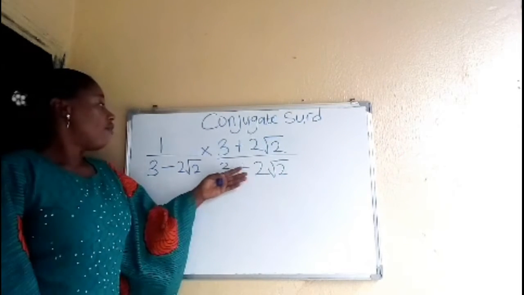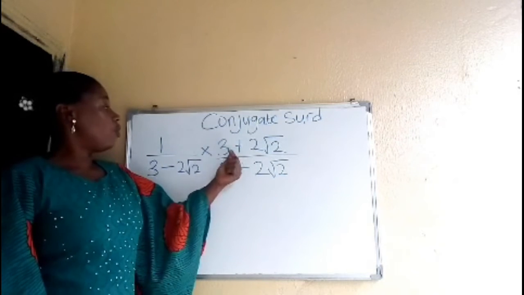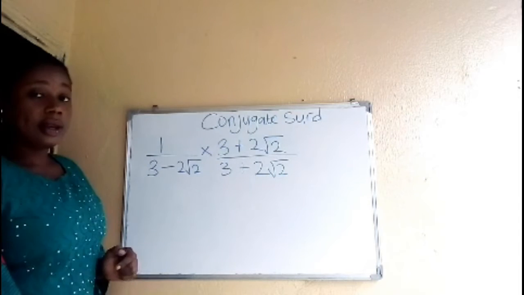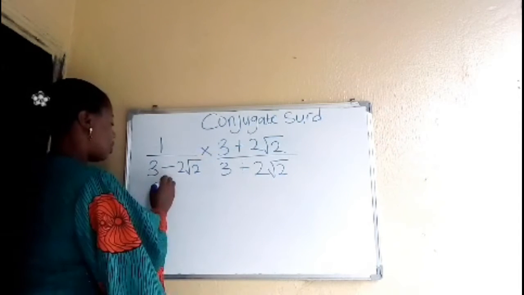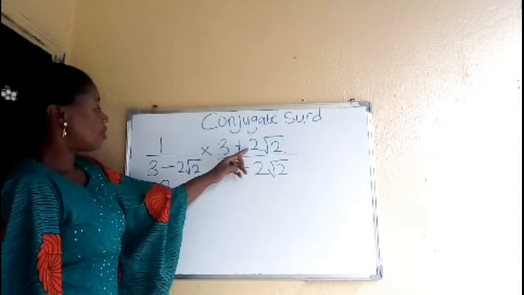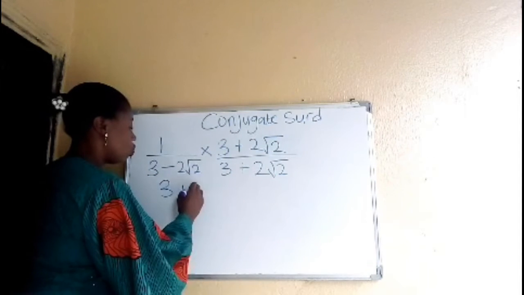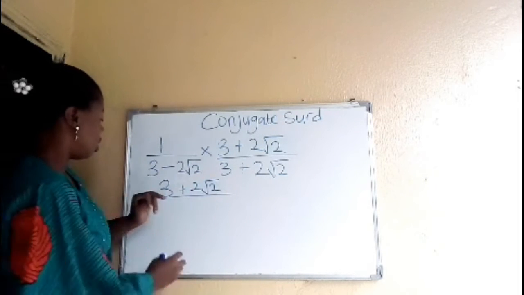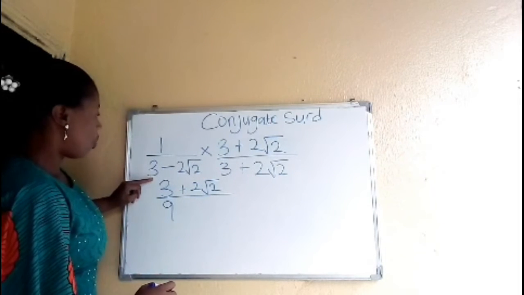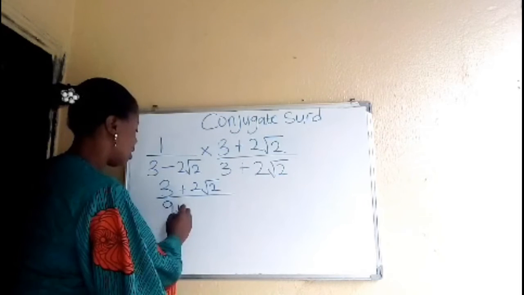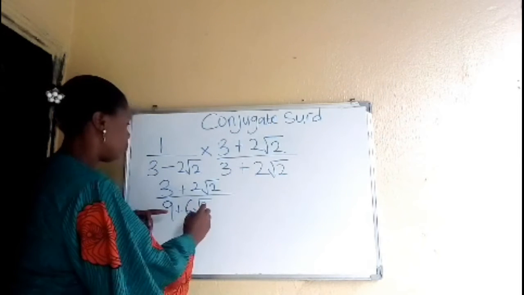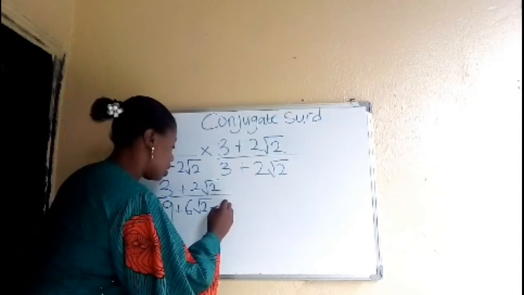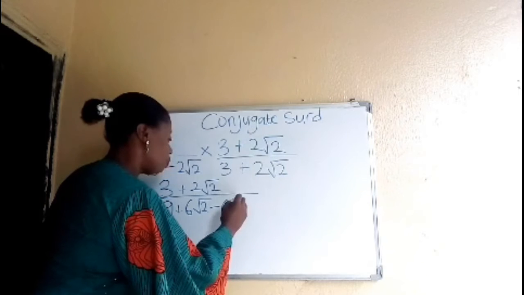So now that we have found the conjugate and we have multiplied with both the numerator and the denominator, we'll go ahead and multiply the work out. 1 times 3 is 3. 1 times 2 root 2 is 2 root 2. All over 3 times 3 is 9. 3 times 2 root 2 is 6 root 2. Minus 2 root 2 times 3. That will be minus 6 root 2.